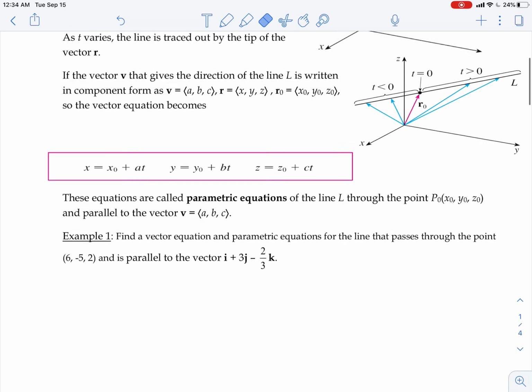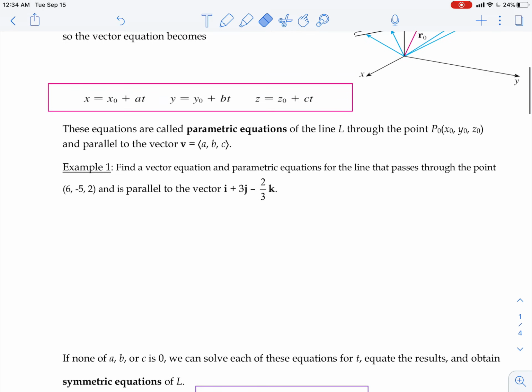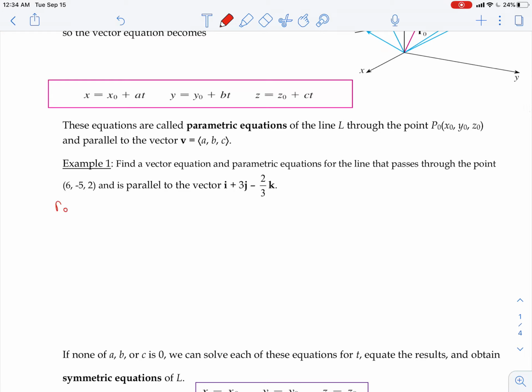And we're going to be given a point, and it's going to be parallel to our vector. So let's go ahead and write down what our initial point is. So our r sub 0 is going to be our initial point. And so we're going to take our initial point like it's going from the origin. And so our r sub 0 is going to be 6, negative 5, 2.